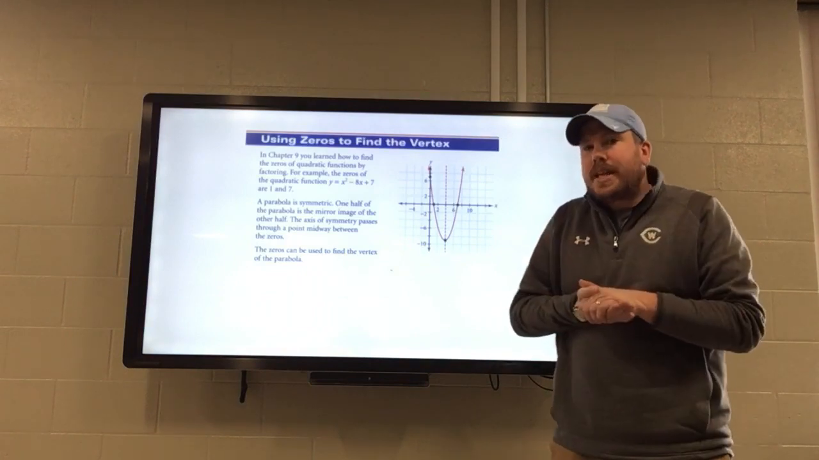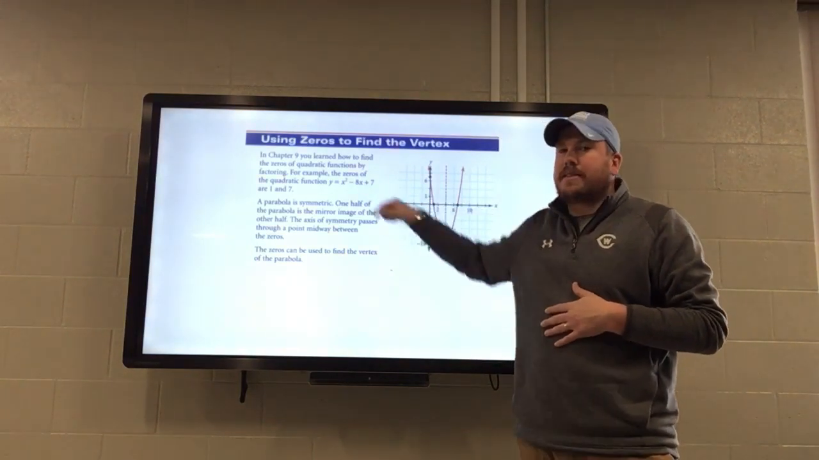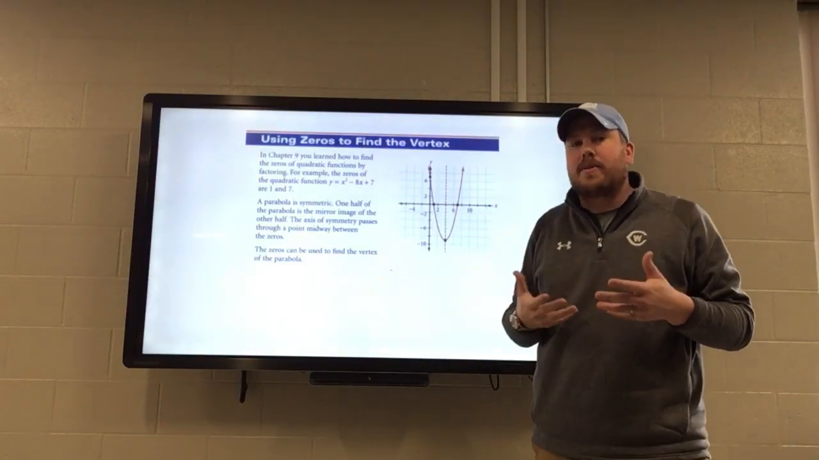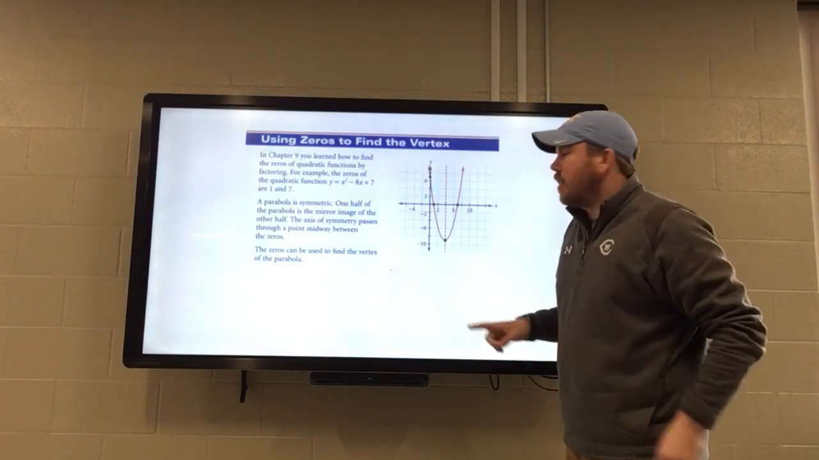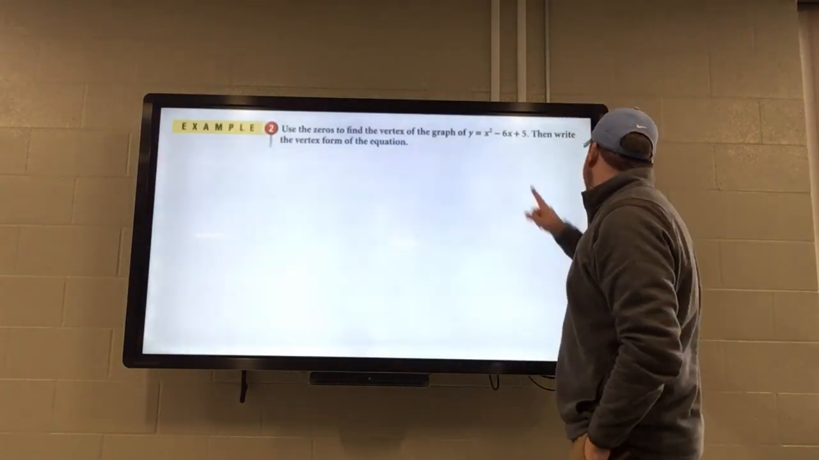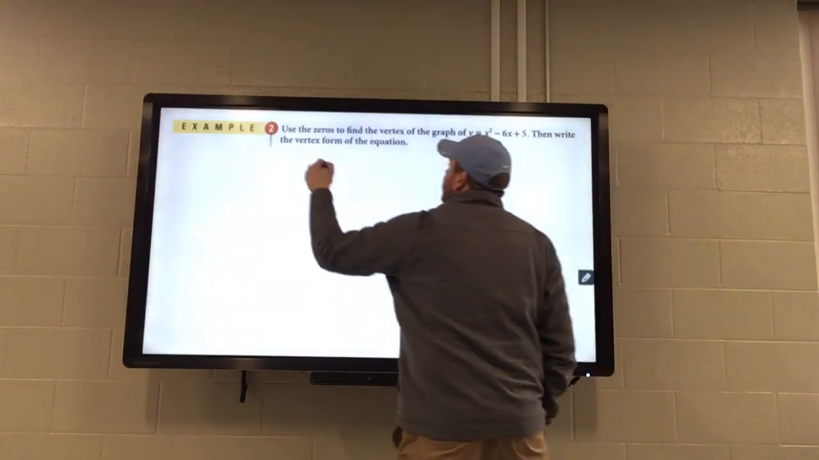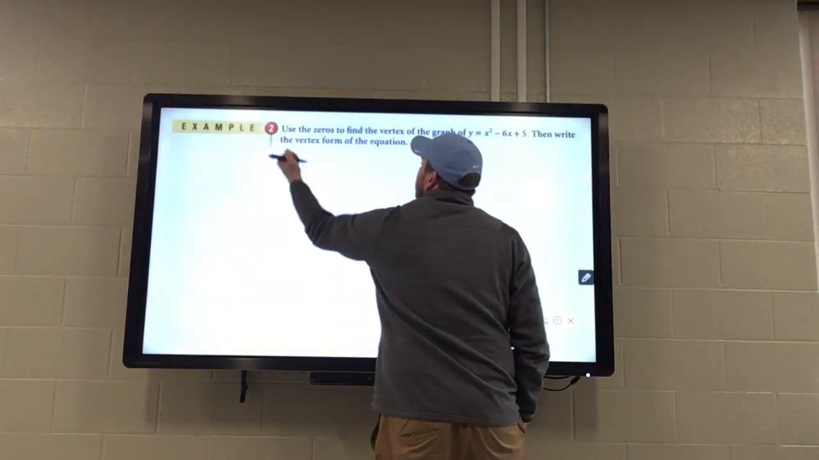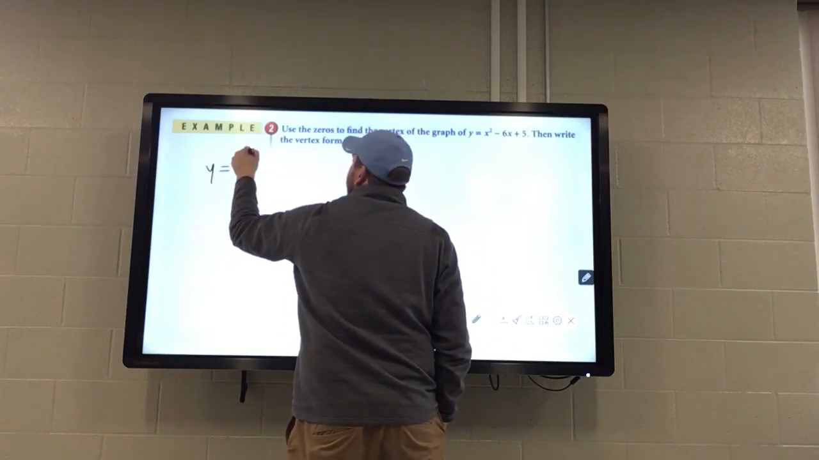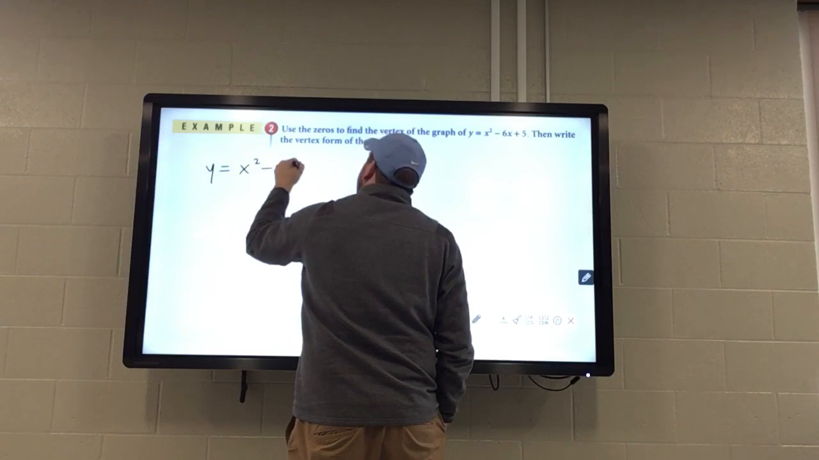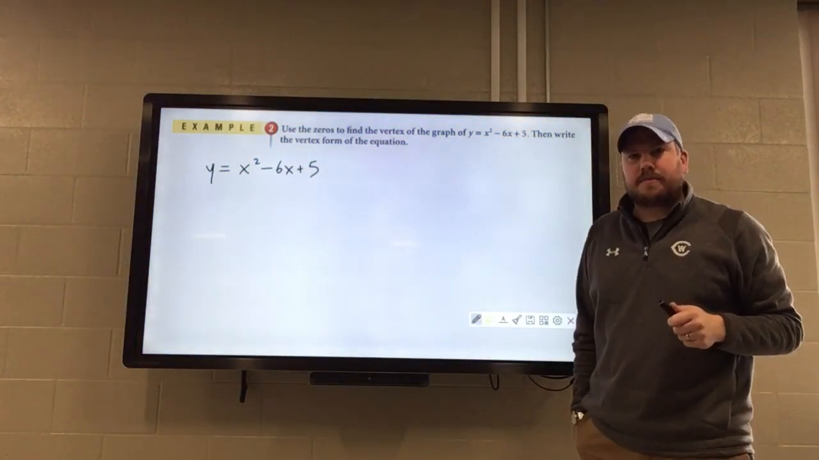Well, in section 10.3, which we'll be doing soon, we're actually going to take a quadratic function that's in standard form, and we're going to rewrite it into vertex form. But for now, I have another way to show you. So let's say this function here, okay? Let's say we have y is equal to x squared minus 6x plus 5. And I want the vertex of this function.